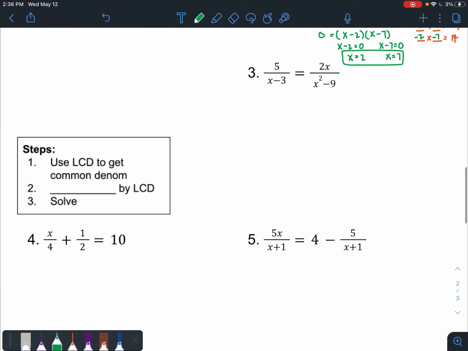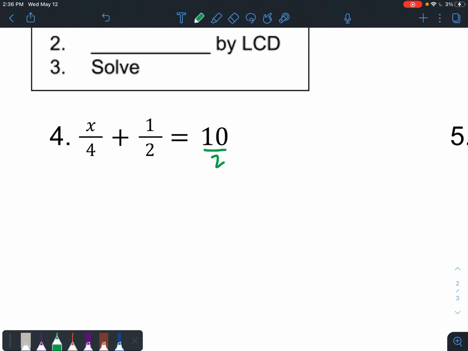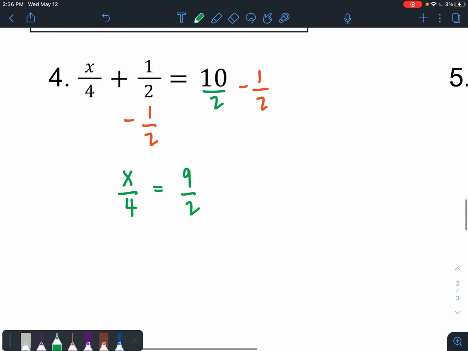We'll save that next one. For this example, I need to get this by itself. So I'm going to write this as 10 over 2, and then subtract 1/2 from both sides. So I have x over 4 equals 10 minus 1, which is 9 over 2, and then I can cross multiply. So I get 2x equals 36, and x equals 18.